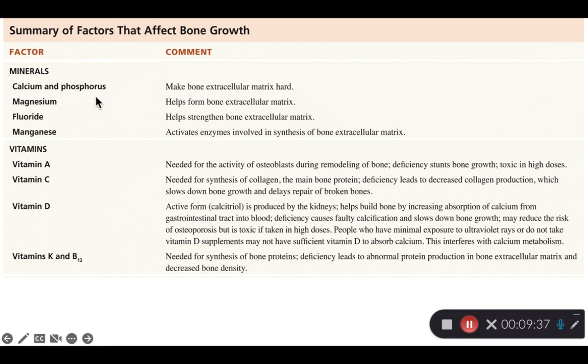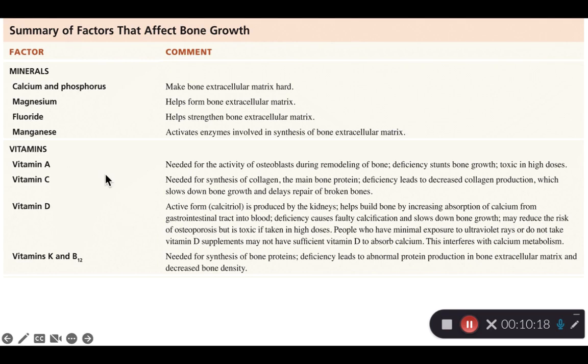So calcium and phosphorus, right? They're the majority of the bone matrix. So they're going to make sure you have nice, healthy, strong bone matrix. Some other minerals, magnesium, fluoride, manganese, are also important. But typically we think of that calcium and phosphorus, number one. All right, vitamins. Now, vitamins, we want to make sure we pay close attention. Vitamin A is needed for the activity of the osteoblasts. All right, so in order to keep those osteoblasts building bone efficiently, we need adequate amounts of vitamin A.